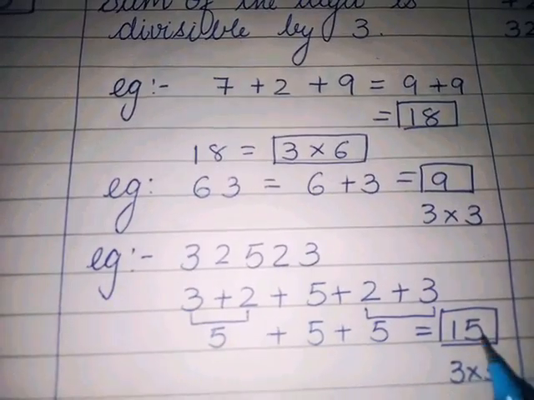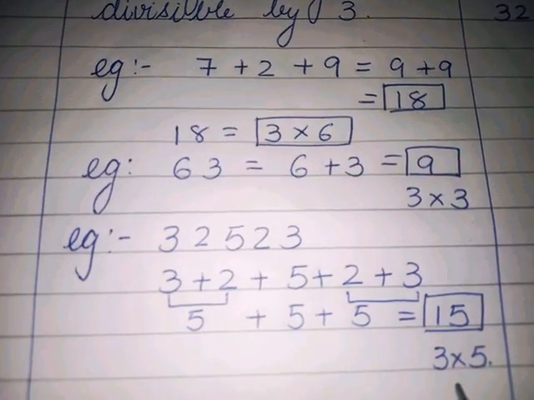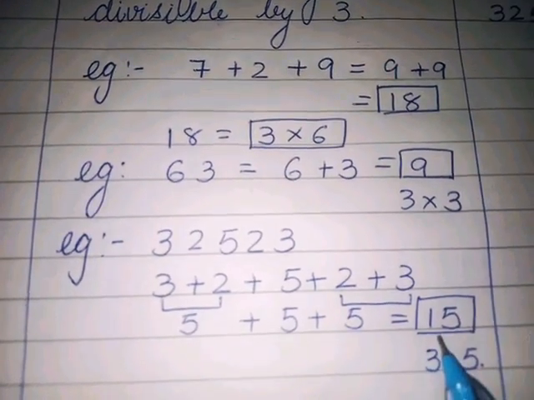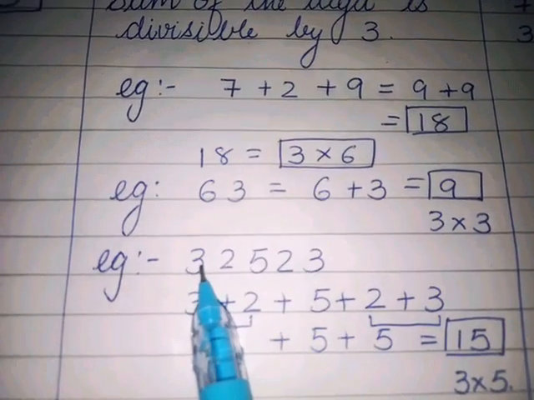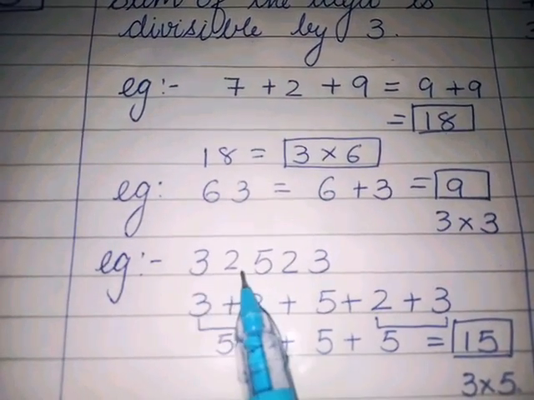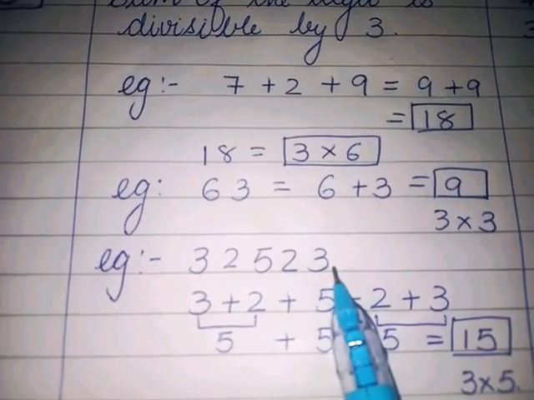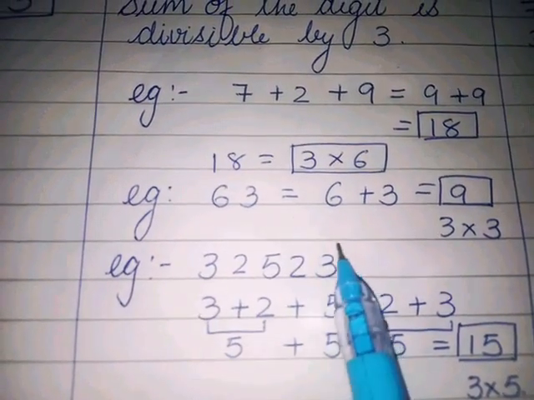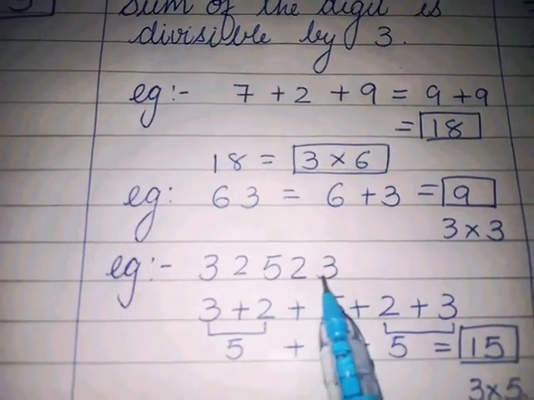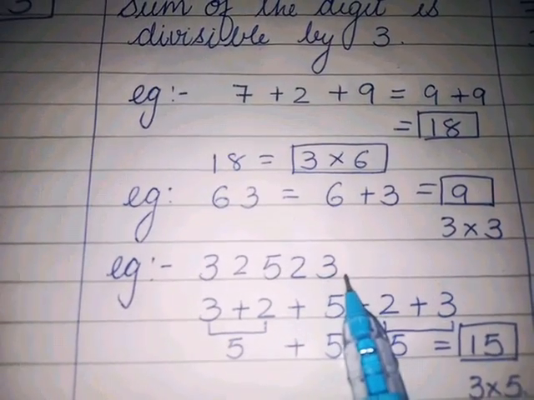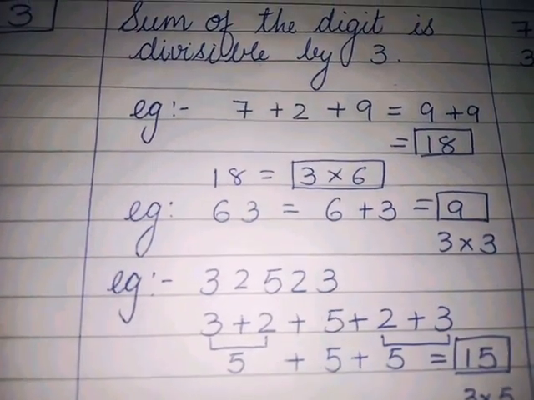And 15 comes in the table of 3, that is 3 fives are 15. So we can say that the number 32523 is divisible by 3. So by seeing this number, we can say that it is divisible by 3.